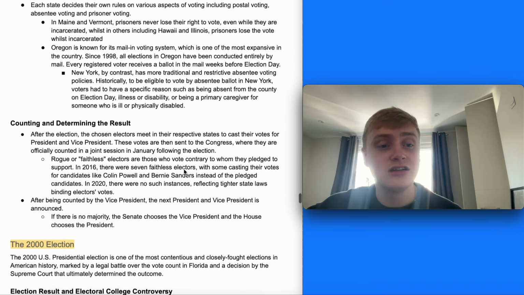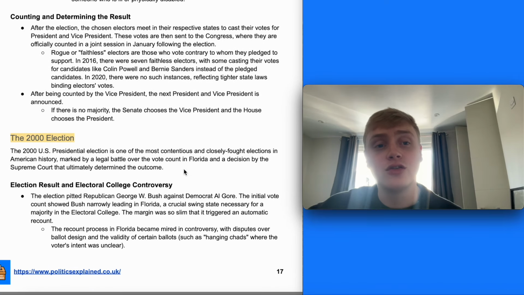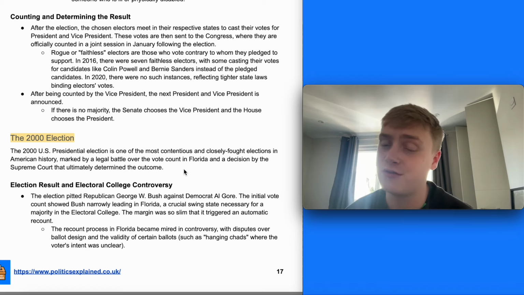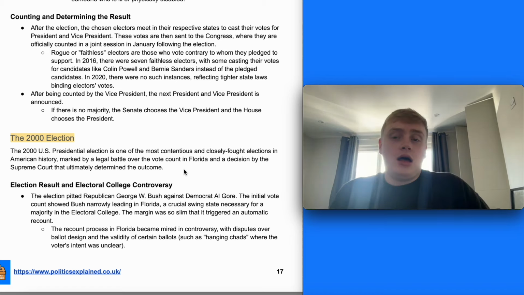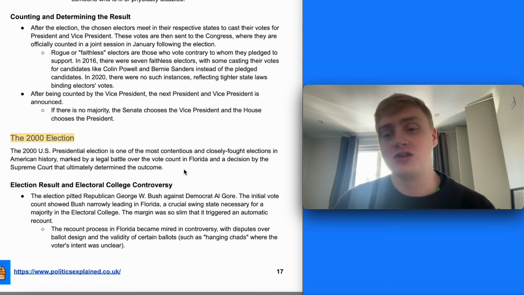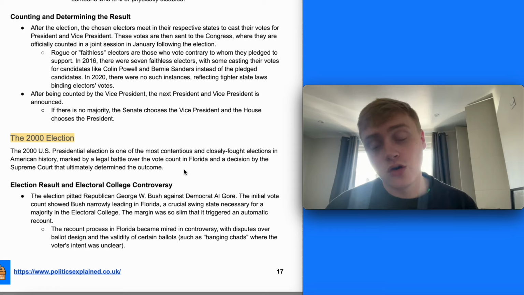In terms of counting and determining the result, after the election, the chosen electors meet in their respective states to cast their votes for the president and vice president. These votes are then sent to Congress, where they're officially counted in a joint session in January following the election. For example, in Florida, in 2016 and 2020, the 29 Florida electors all pledged their vote for Donald Trump because he got a majority in Florida, and it takes a winner-takes-all system.